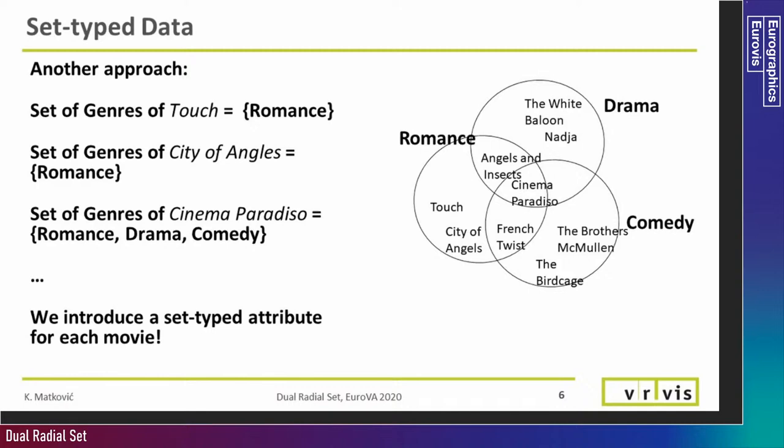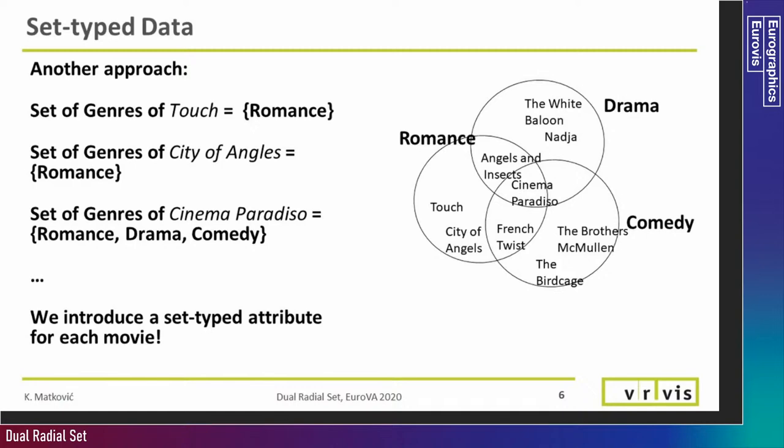So we can say, not that each movie belongs to a certain set, or to more of them if it is in an intersection of sets, but that each movie contains a set of genres. And so we can say each movie has a set type attribute.